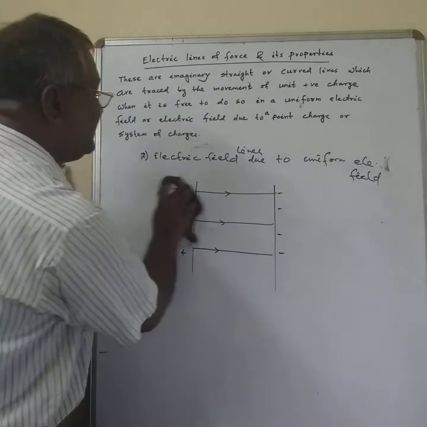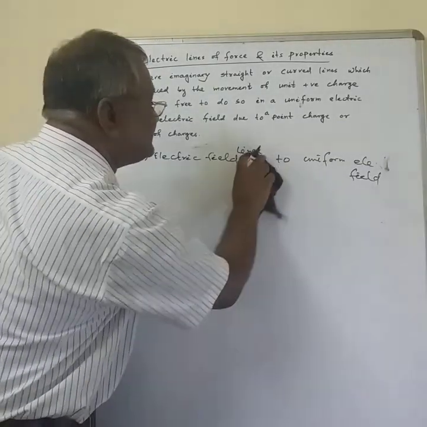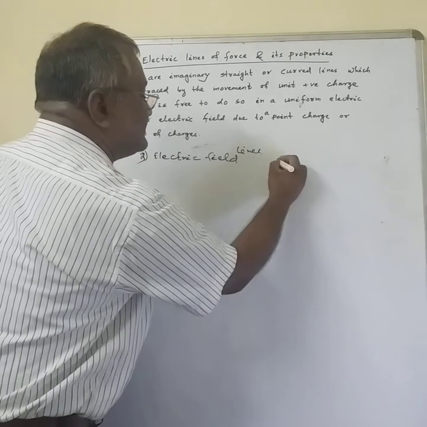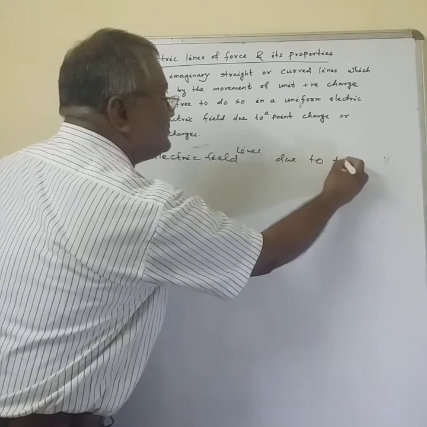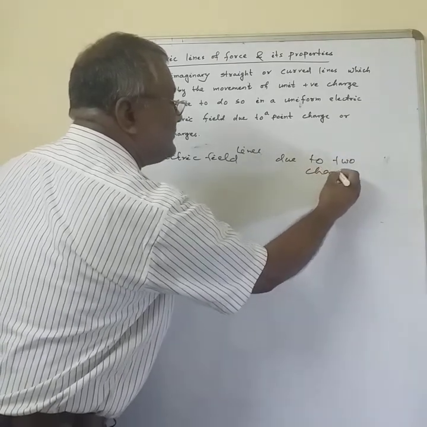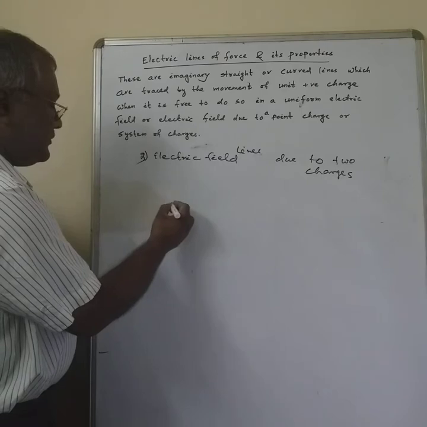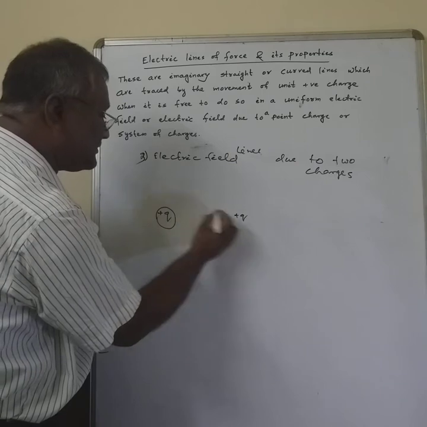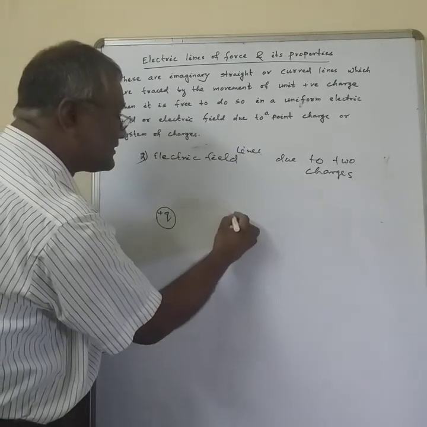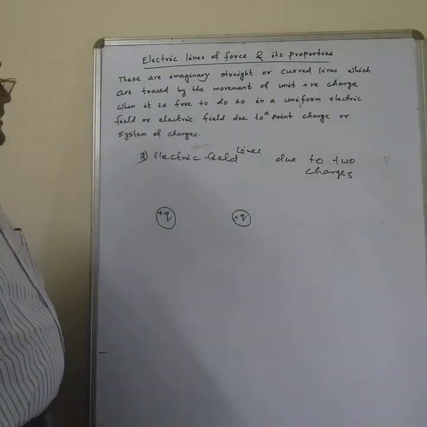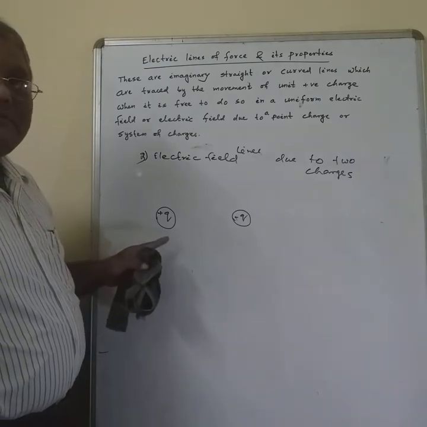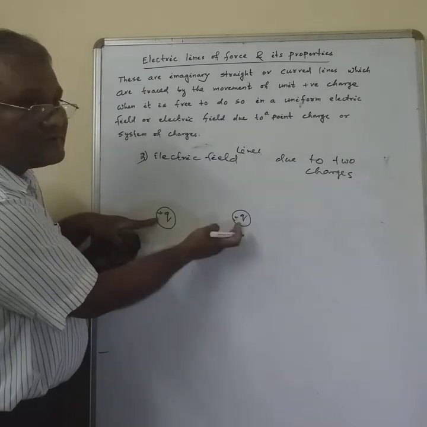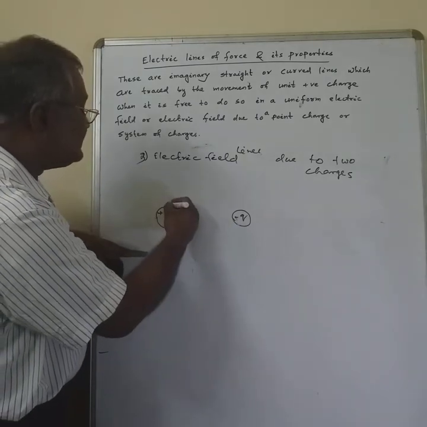Then number 3, how to draw electric field lines due to two charges. Either plus Q and plus Q, which are two positive charges, or plus Q and minus Q, let us consider. The field lines are traced by the unit positive charge. So the unit positive charge will move away from the positive charge and go towards the minus Q. So the field lines will be like this.